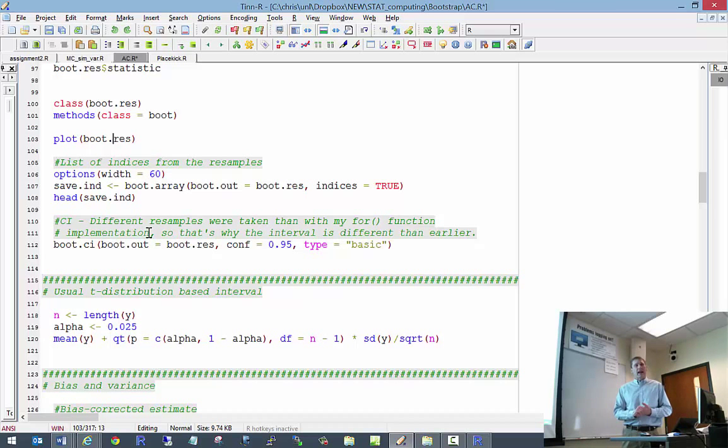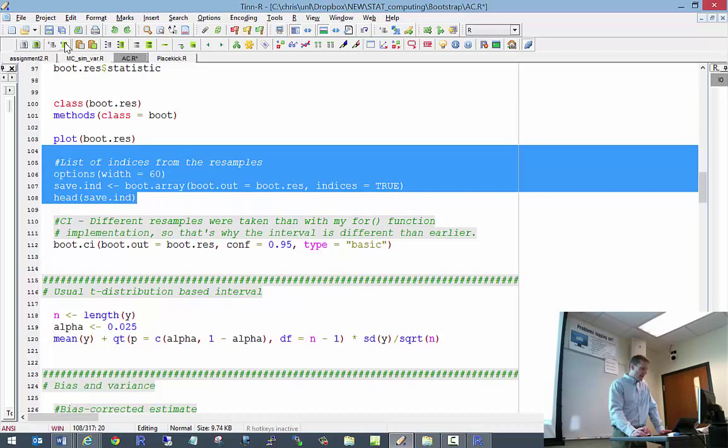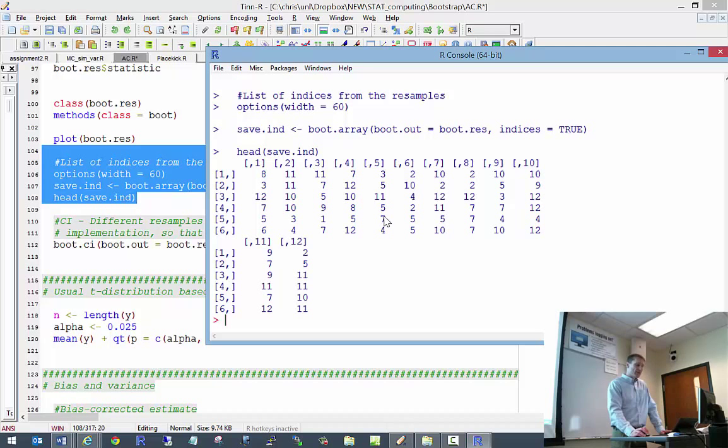The way that you can look at an actual resample is to use what's called the boot.array function, where the first argument, boot.out, is where you specify your results from the boot function. Then the argument indices, I have TRUE here, meaning I want the actual indices of the y's that were included in my resample. If I put the results into save.ind and then print off the first 6, we have the following: a 4,999 by 12 matrix. The first row corresponds to the first resample.